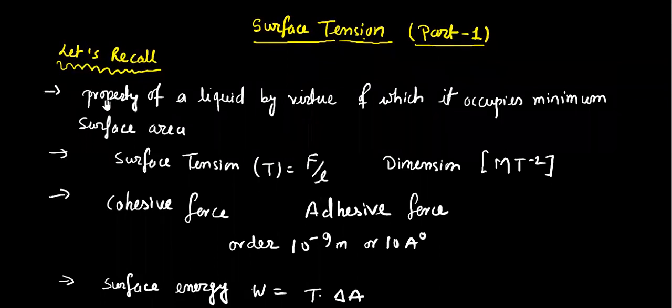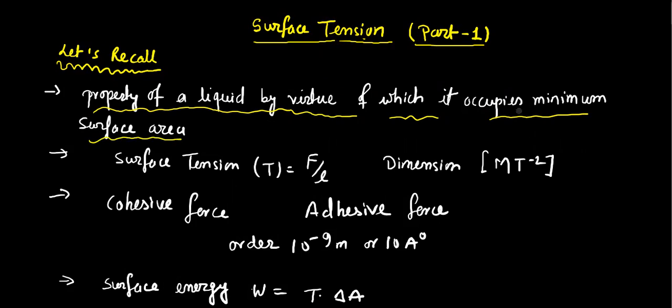So here in the first topic, it is a shortcut definition of surface tension. Surface tension is just a property of a liquid by virtue of which it occupies minimum surface area. Any liquid in free condition tries to form droplets or drops, and the nature of a drop is spherical because a sphere occupies the least possible surface area. So that is about a free falling drop.